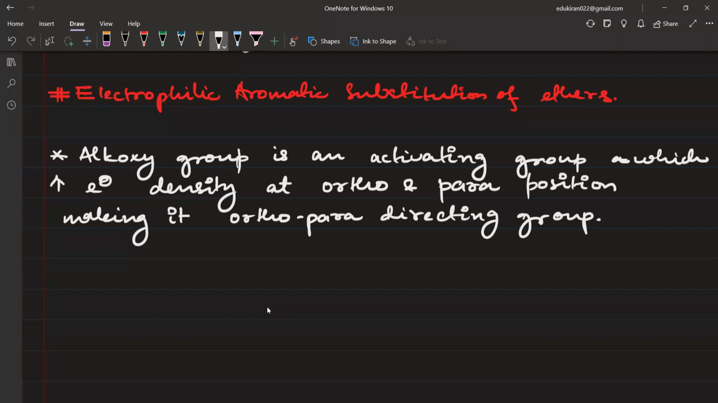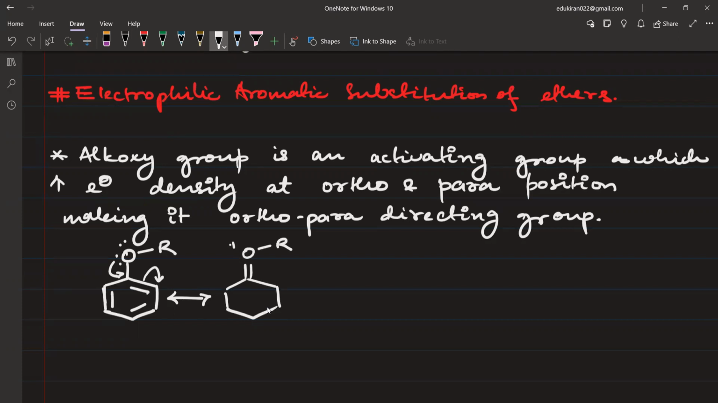Ortho para directing group. You can also write, we have some OR group, right? We have an oxygen atom attached to some R. The lone pair electrons will take part in resonance like this. This lone pair will form a double bond, and this double bond will form a negative charge. Here I will get a double-bonded oxygen with an R and a positive charge, because it has lost some electron and formed the bond. This bond will get a negative charge here, and these bonds will stay as they are.